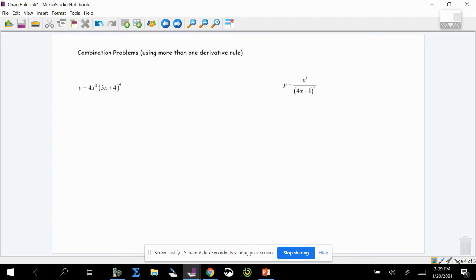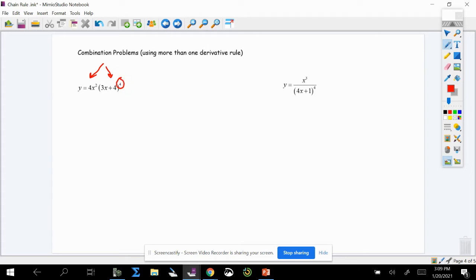So this first one is y equals 4x squared times the quantity 3x plus 4 being taken to the fourth. And when we look at it and we start thinking about rules, what you'll notice is we have two things being multiplied together. So we are multiplying here. And then we also have a composite function with an extra power there. So this is going to be a product rule and a chain rule combined. So I'll put a little PR and a CR there.